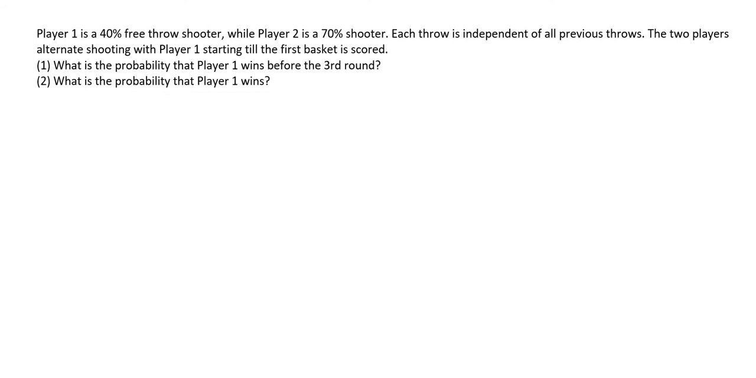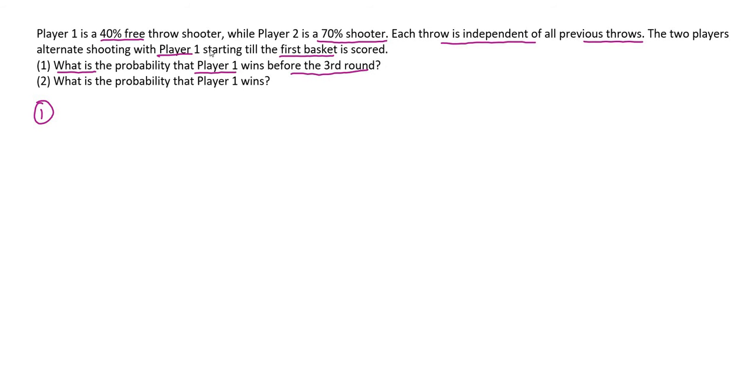So let's look at this question. This is an interesting question. Player 1 is a 40% free throw shooter, while player 2 is a 70% shooter. Each throw is independent of all previous throws. The two players alternate shooting, with player 1 starting, till the first basket is scored. What is the probability that player 1 wins before the third round?